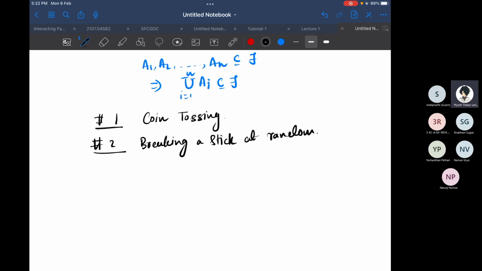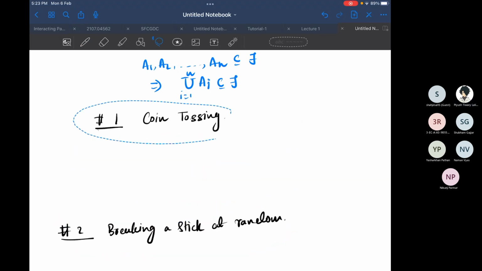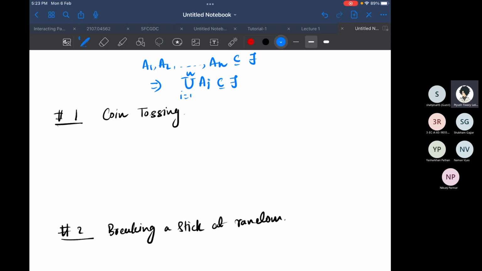Okay, so let's take these two examples. Let us take the coin tossing example first, so that I can make my point. So you know that omega here is H comma T, right? We have only two possible outcomes.